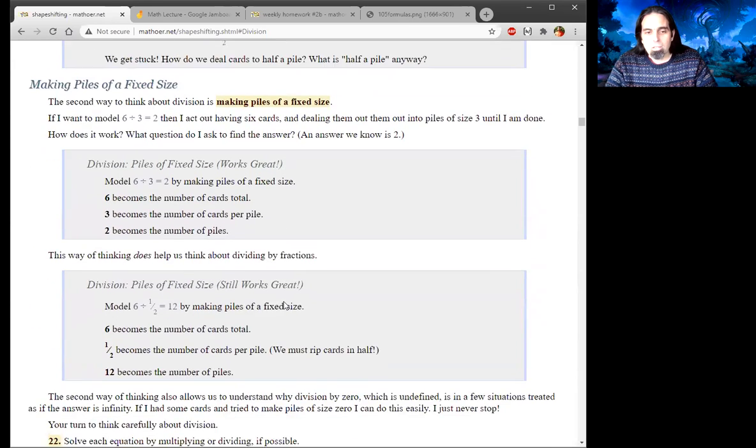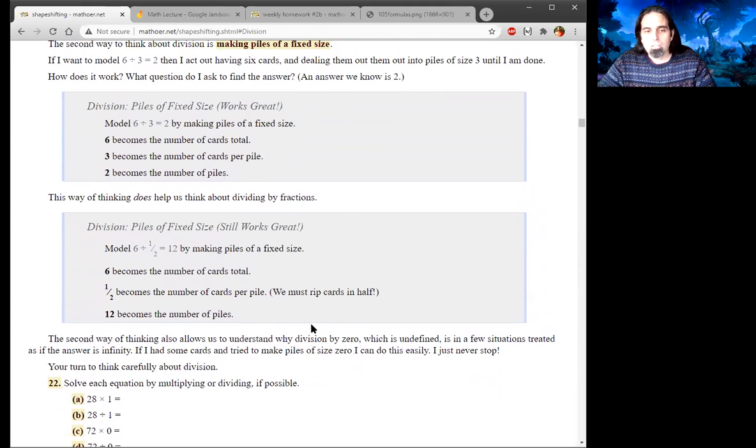The other way is to think about making piles of a fixed size. I still have 6 cards in my hand, but now 3 is going to be a pile size. I'm not having any friends. I send my poker group home. I'm just saying I will do 6 divided by 3 by making piles of size 3.